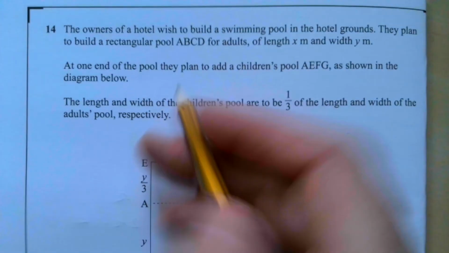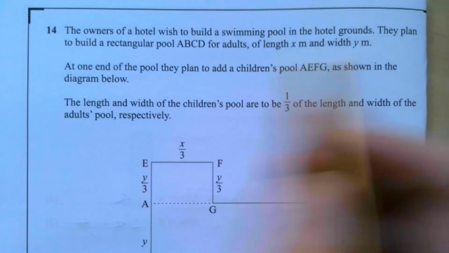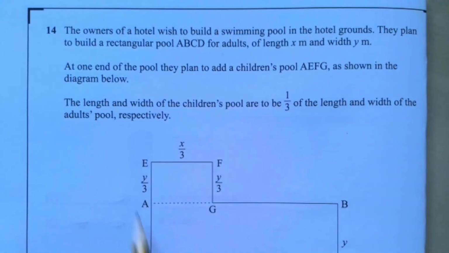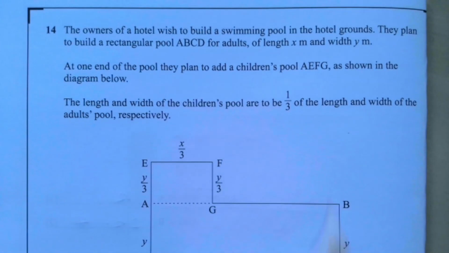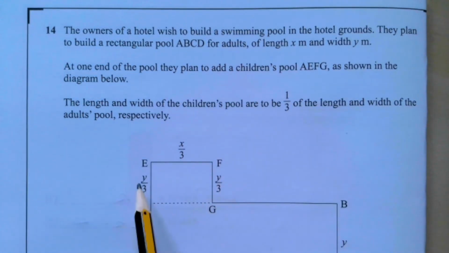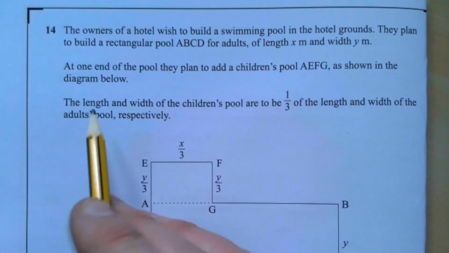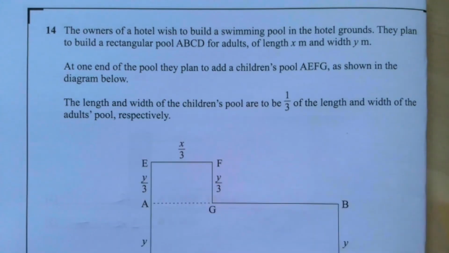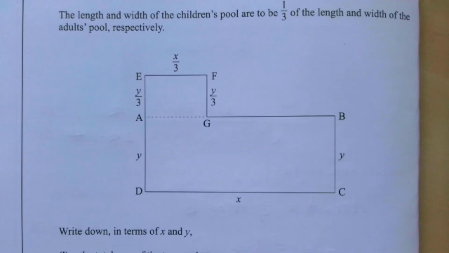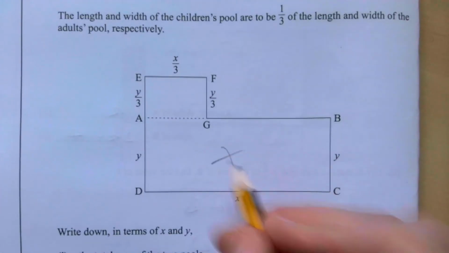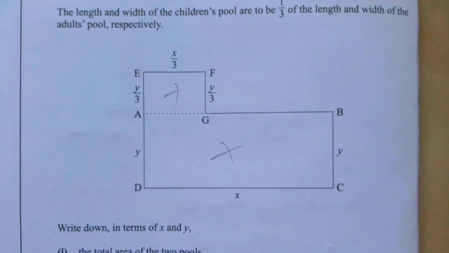The owners of a hotel wish to build a swimming pool in the hotel grounds. They plan to build a rectangular pool A, B, C, D for adults of length x and width y. At one end of the pool they plan to build a children's pool, y over 3 by x over 3. The length and width of the children's pool are a third of the length and width respectively, as shown. Write down in terms of x and y the total area of the two pools. So it's going to be this one here plus this one here.